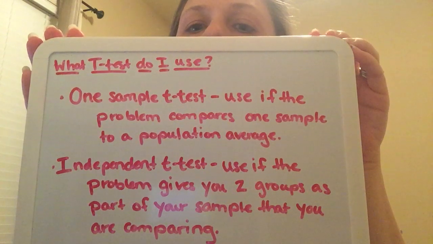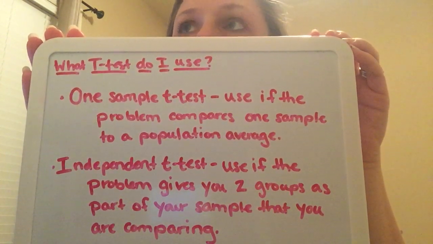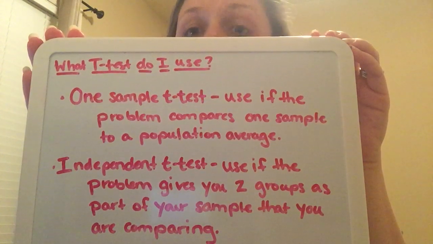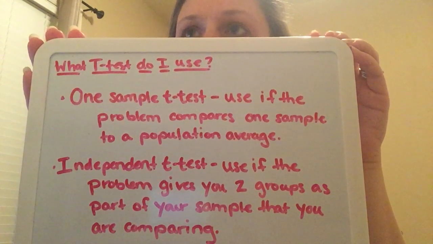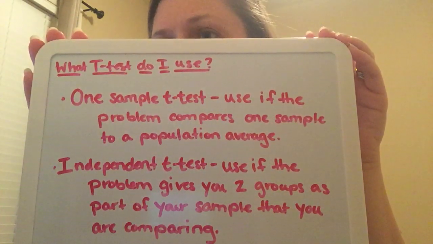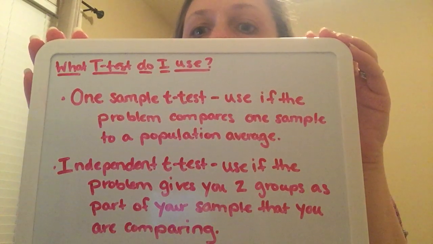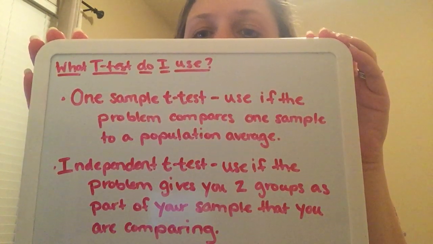Okay, so the independent t-test is basically when you have two different groups that you're comparing. So both of them are samples. So basically you're recruiting, say, 100 people and 50 of them are this and 50 of them are that. That's two groups of people, two samples that you're comparing, and you would use an independent t-test.